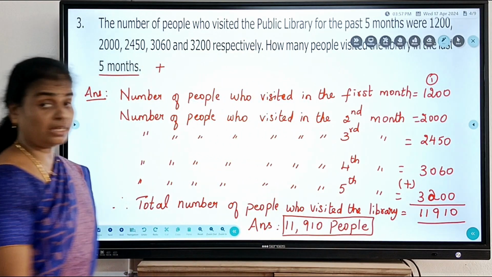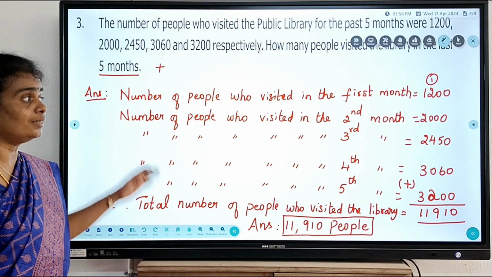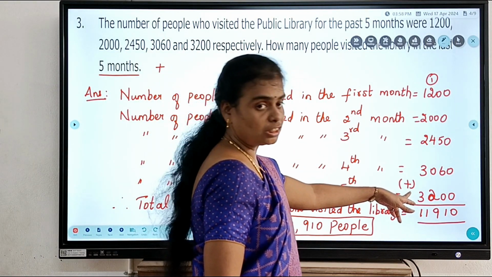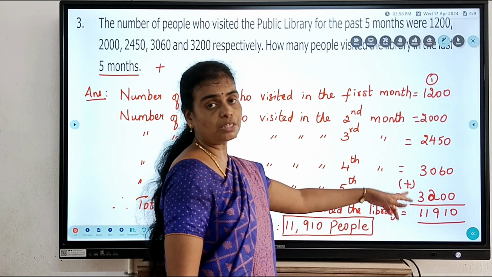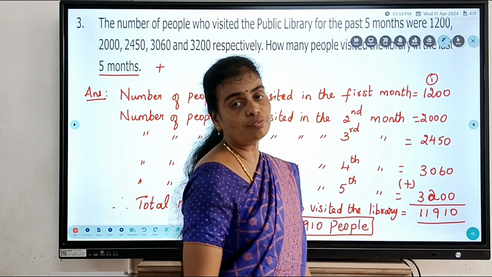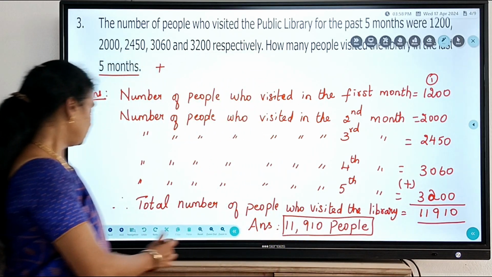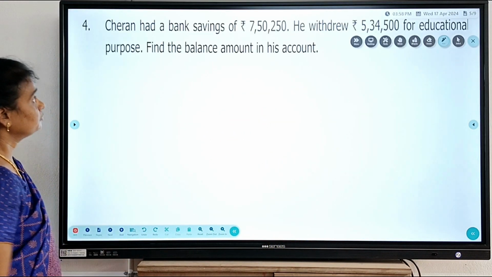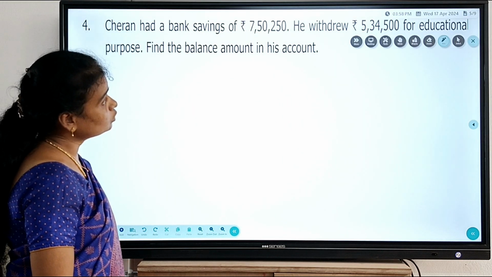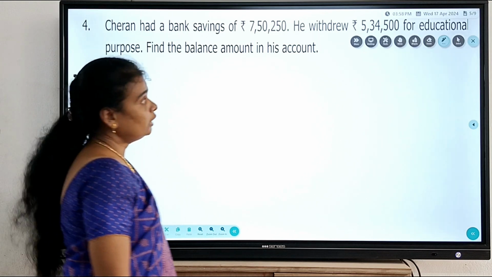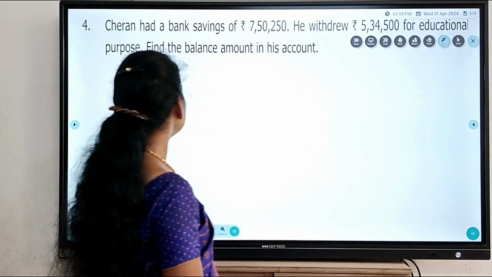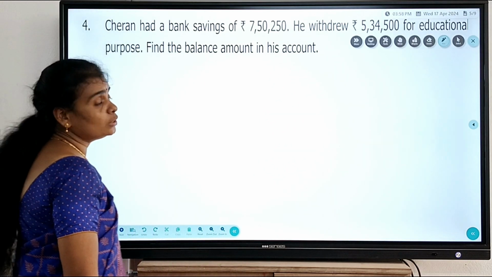So when any statement problem is given, you have to write the statement, the number beside, and the operation, that is whatever you are going to do, addition, subtraction, multiplication or division, that has to be denoted here, and then only you have to find the answer. Let's move on to the next one. Charan had a bank savings of rupees 7,50,250. He withdrew 5,34,500 for educational purpose. Find the balance amount in his account.